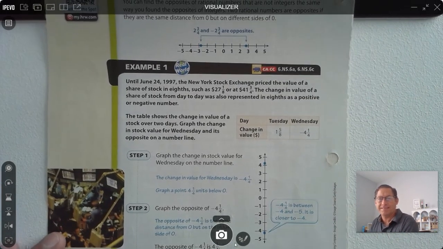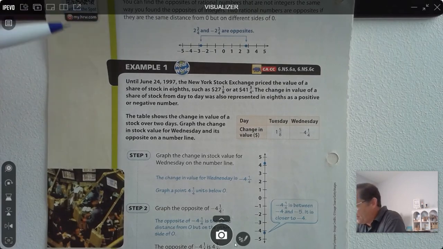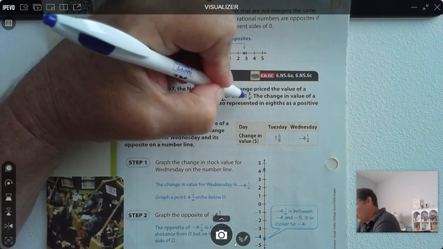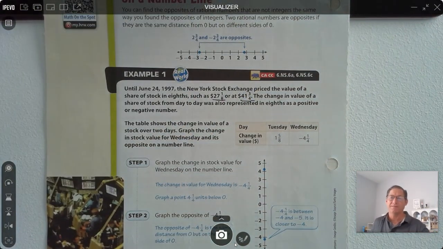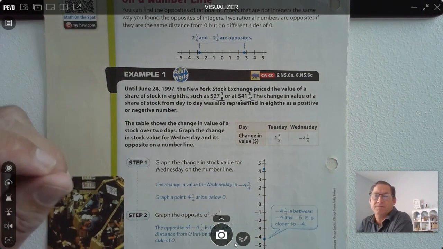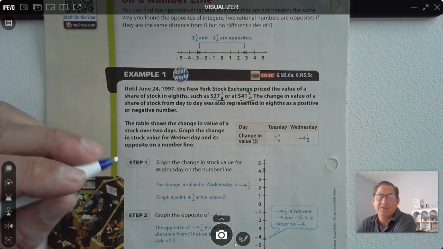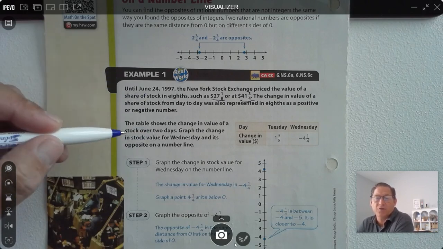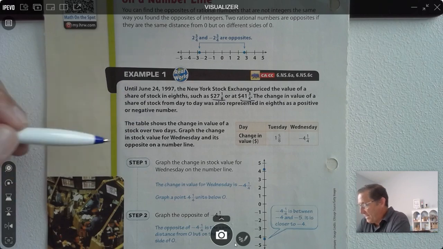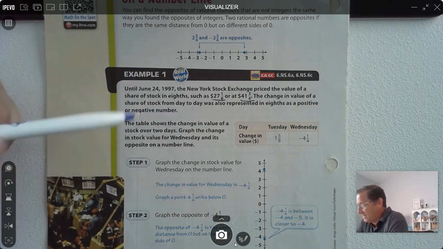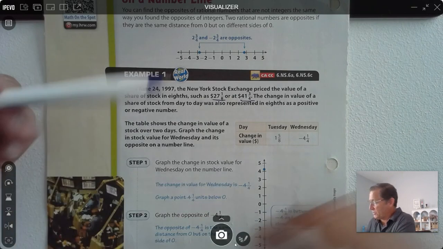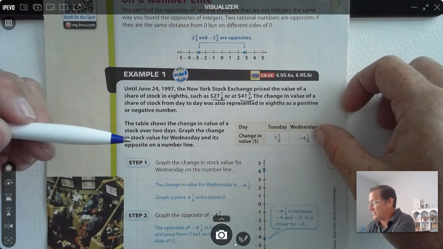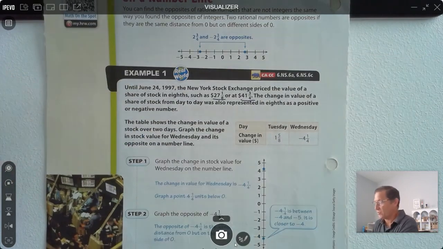On June 24th, 1997, the New York Stock Exchange priced the value of a share of stock in eighths, such as 27 and 1/8 or 41 and 3/4. The change in value of a share of stock from day to day was also represented in eighths as a positive or negative number. The table shows the change in value of a stock over 2 days. Graph the change in stock value for Wednesday and its opposite on a number line. The change in value was 1 and 5/8 on Tuesday, and Wednesday was negative 4 and 1/4. So how would we graph that?